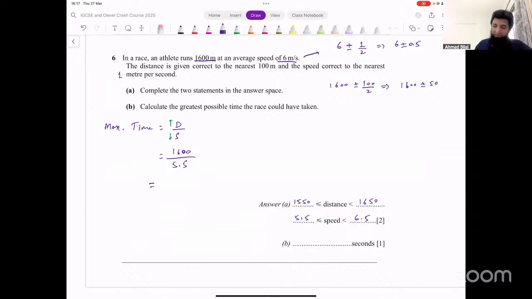We can say it becomes 1650 divided by 5.5, or that's the same thing as 1650 divided by 55 over 10. Okay, you can do this in multiplication form now. It becomes 16,500 divided by 55. You've got to do this division now. It doesn't look like we have a quick way of doing this, so we would have to do long division for this.